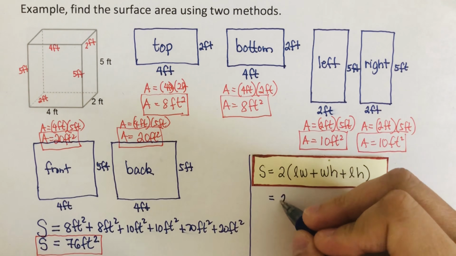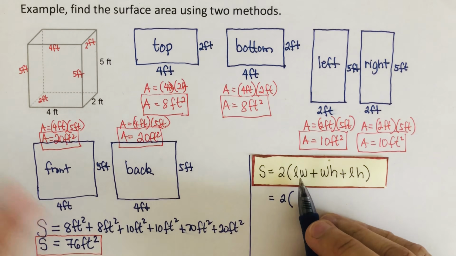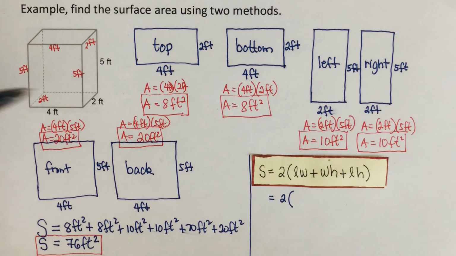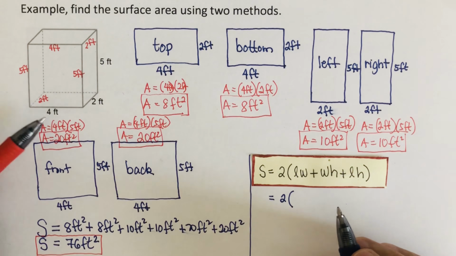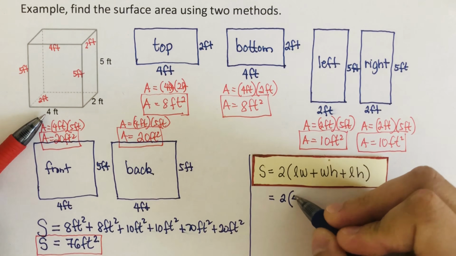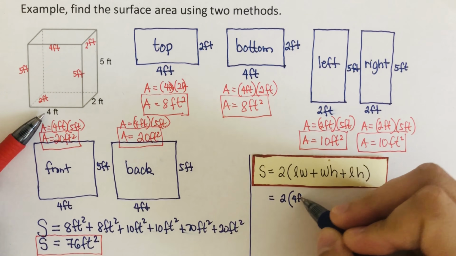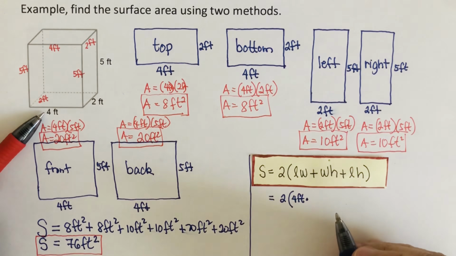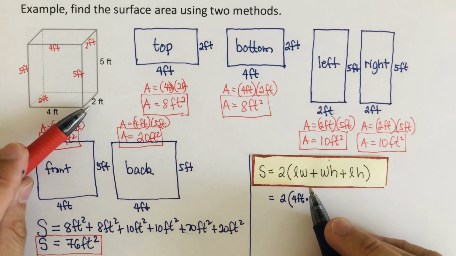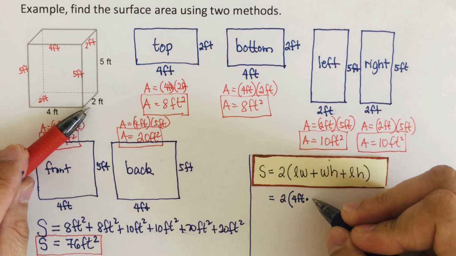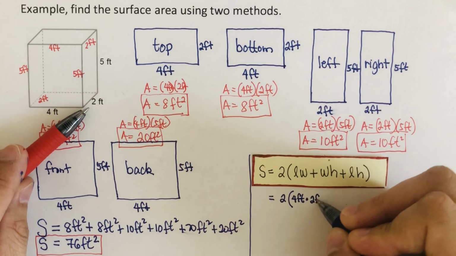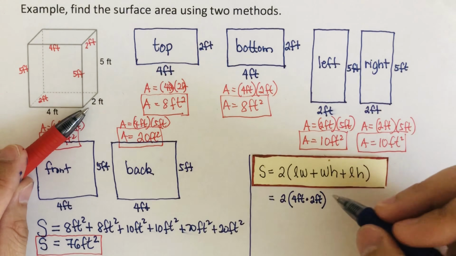So this would be 2 times our length. We're just going to look at this one right here. The length is 4, so I'm going to write 4 feet times our width, which is 2 feet. So that would be 4 feet times 2 feet. That's the first part.